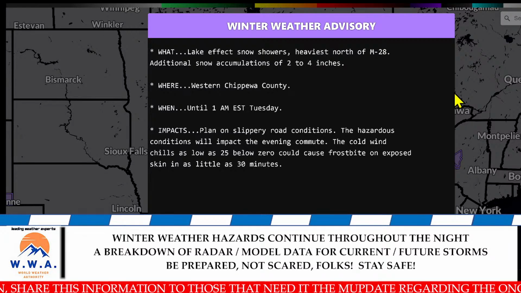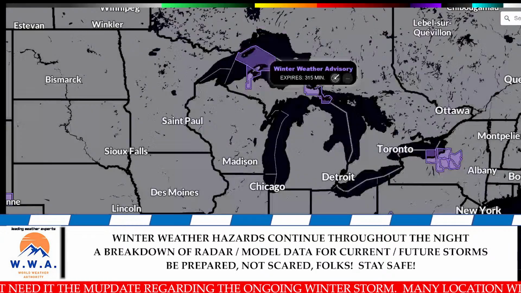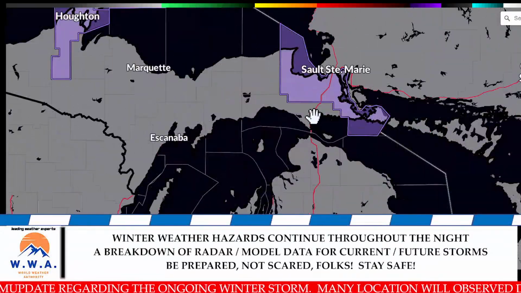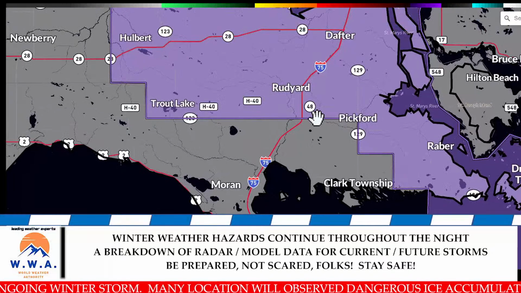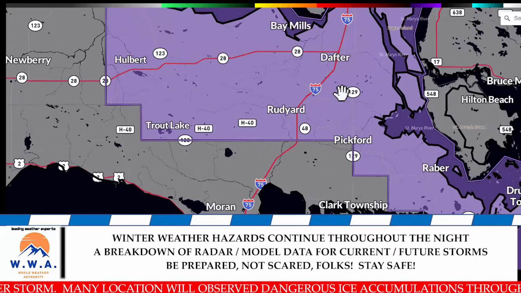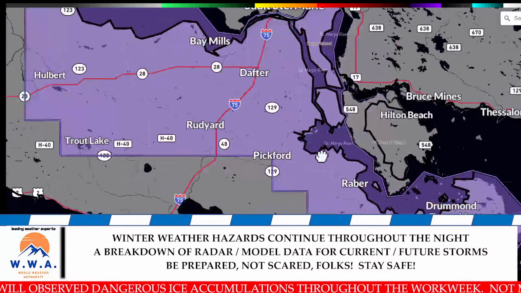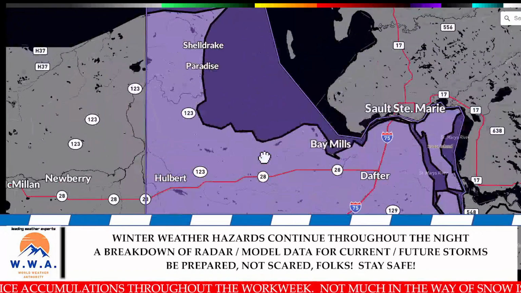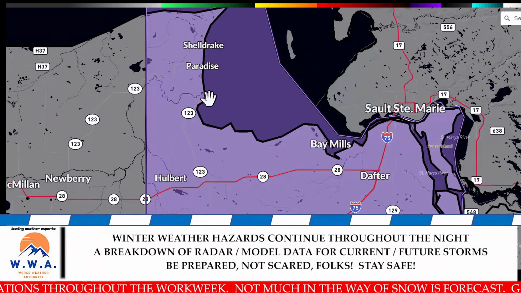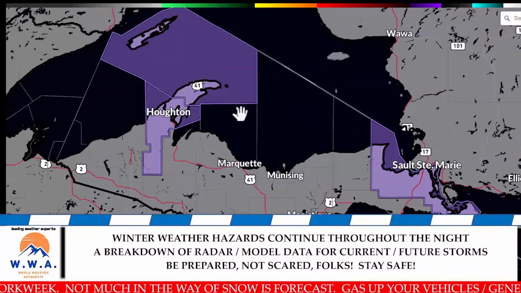The cold wind chills as low as 25 below zero could cause frostbite on exposed skin in as little as 30 minutes. So definitely, if you guys are outdoors, right up in here, we'll definitely zoom in here. This is on I-75 heading north towards north of Clark Township and Roodyard here, Dafter, Bay Mills here, Pickford, Robber, Drummond Township, Trout Lake, basically all the way through Paradise and Sheldrake here. Definitely have to watch out for those very cold temperatures. It's definitely not a good situation here.